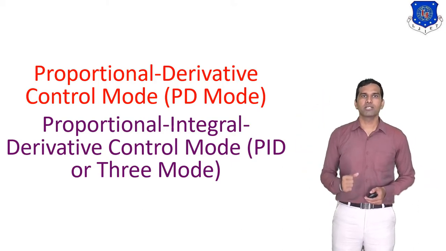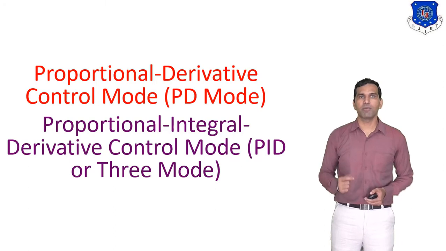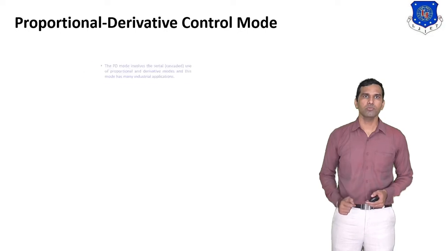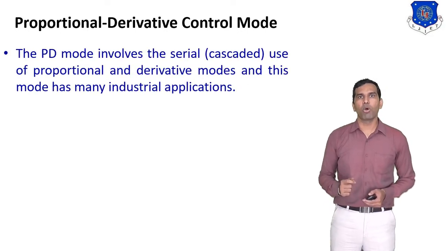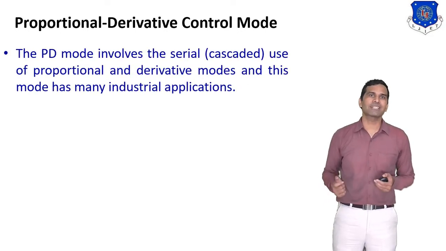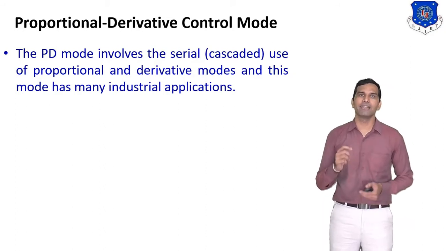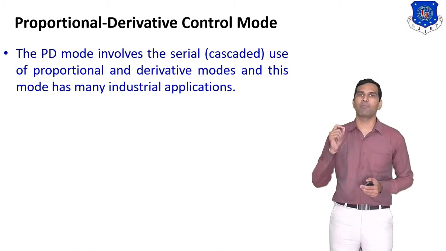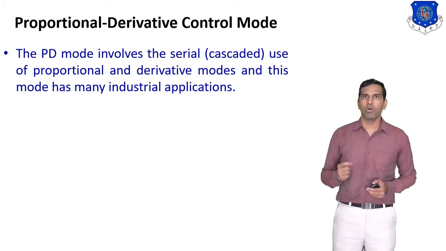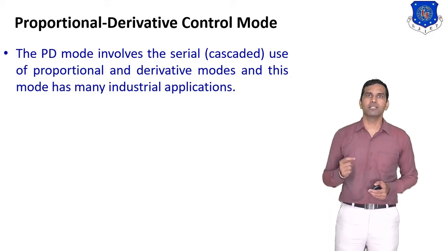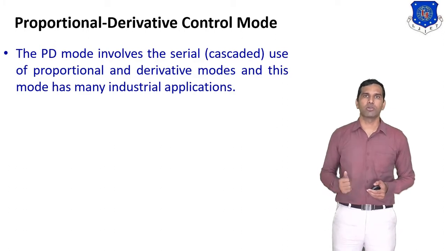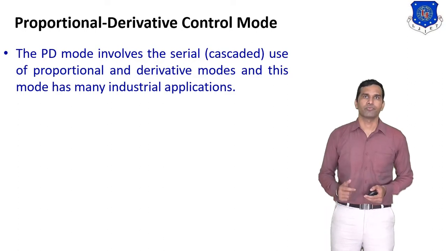So now we start with the first mode, that is the proportional plus derivative mode, the PD mode. The PD mode involves the serial or cascade use of the proportional and derivative modes, and this mode has many industrial applications. That means the PD mode is a cascade connection of proportional and derivative controllers, and this mode is used in many industry applications.